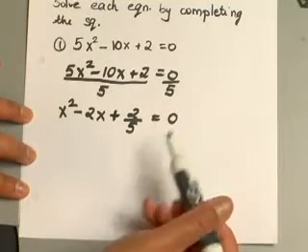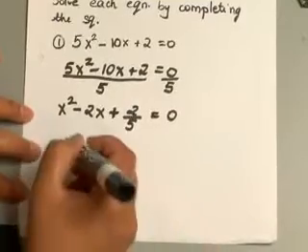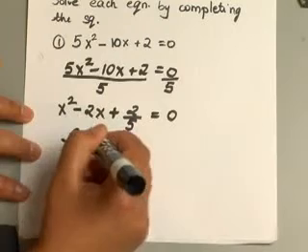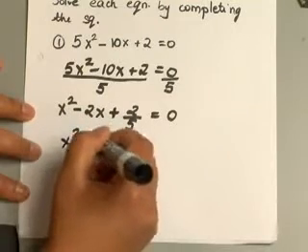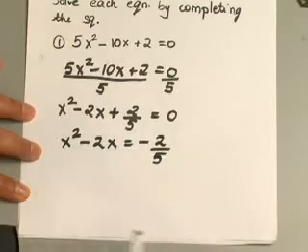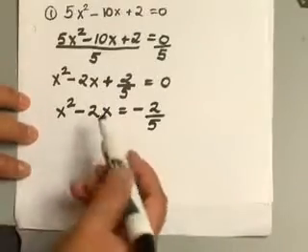So your second step is move your constant term over to the other side, so that you have variable terms on one side, constants on the other. So we will subtract 2/5 on both sides, and you end up with equals negative 2/5.